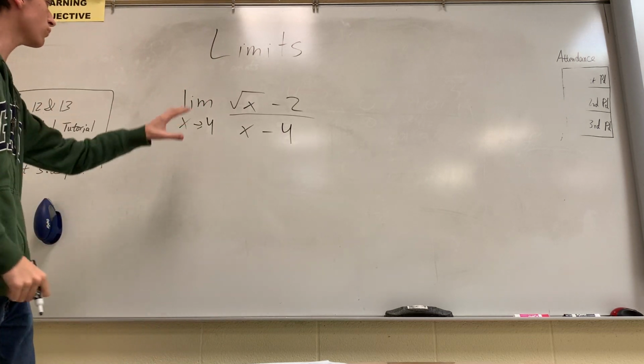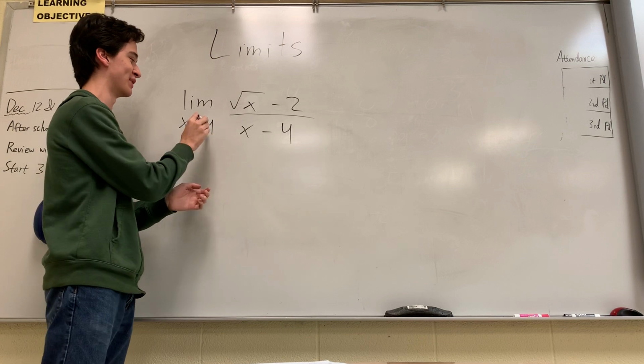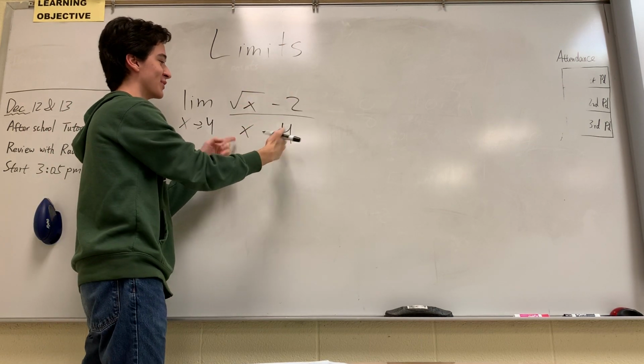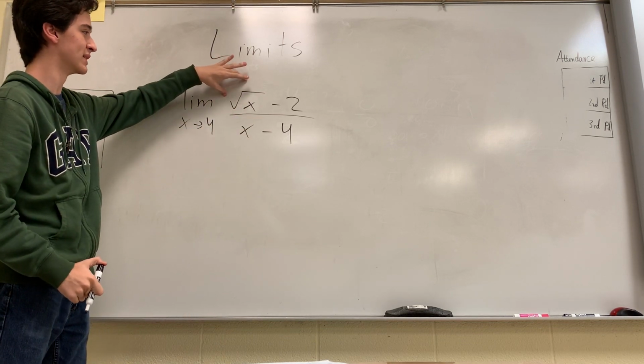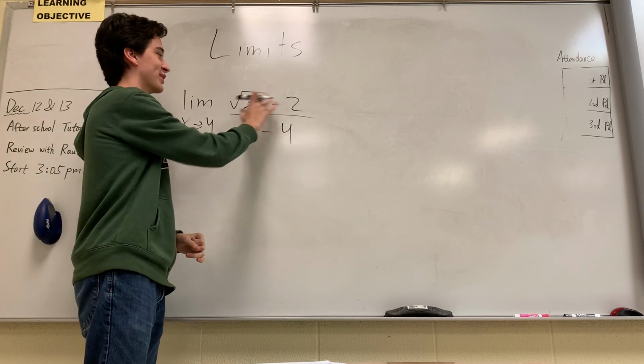So over here, typically whenever we have square roots, and actually, first we should plug in, right? The square root of 4 is 2, minus 2 is 0, and then 4 minus 4 is 0. So we see that there's an issue. Typically whenever we see square roots, the very first thing we should think of is the conjugate of whatever the square root has.